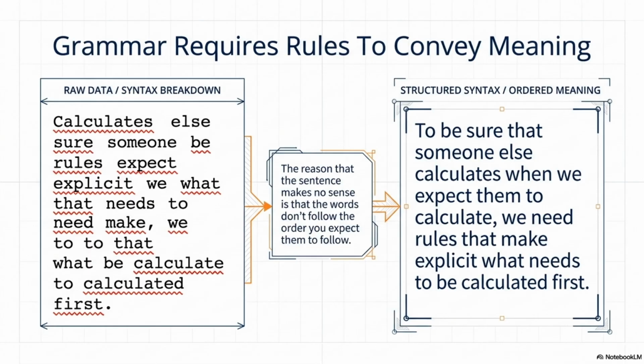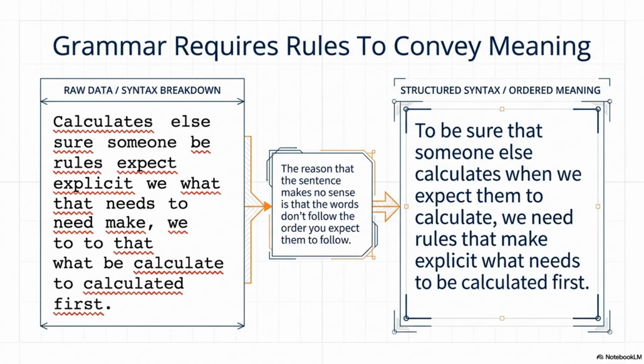Perfect. So our material today comes from section 3.3 of chapter 3 from Contemporary Mathematics. The great text. It is. But section 3.3 starts with a deliberately confusing sentence that legitimately made me think I was losing my mind. Oh, I know the one. Let me read it. It says, "Calculates else, sure, someone be rules explicit. We, what that need make. We to dead end them would be calculate to calculate it first." It's completely jarring. Total nonsense.